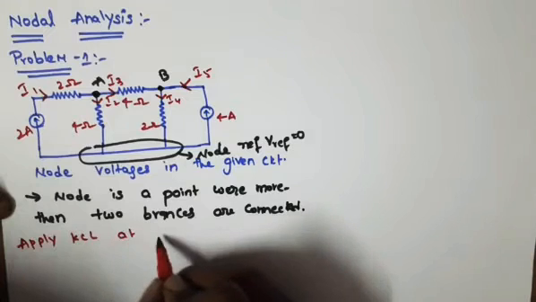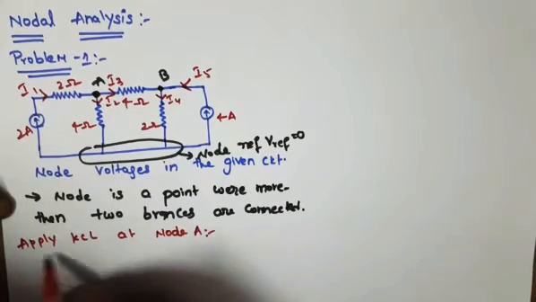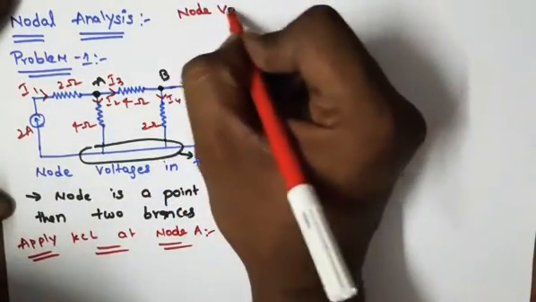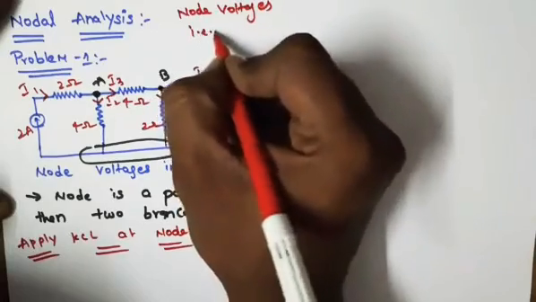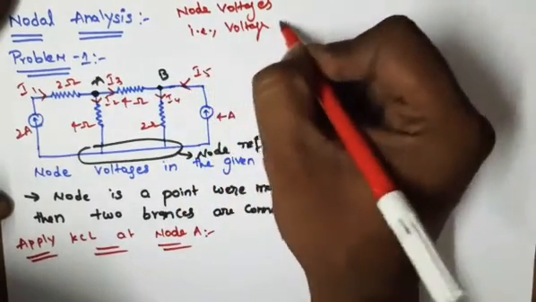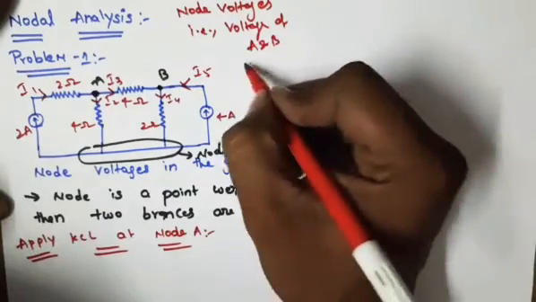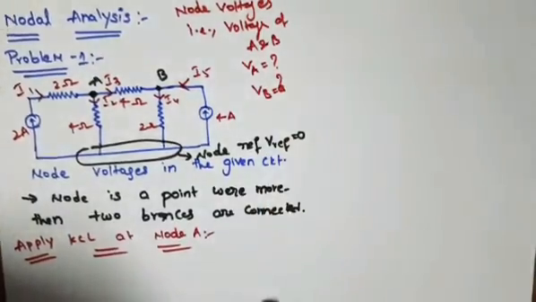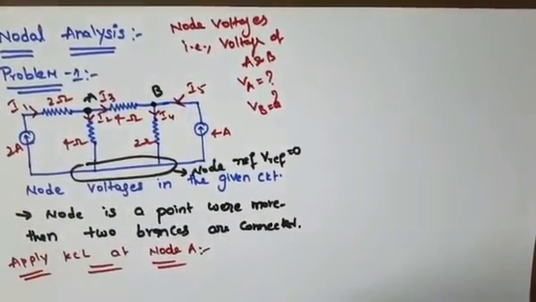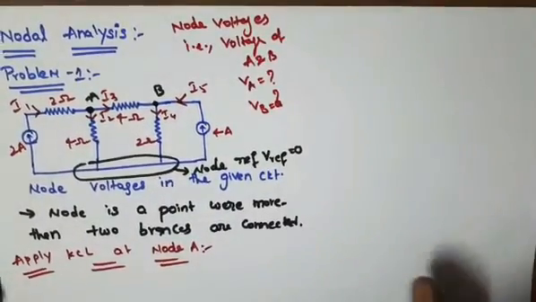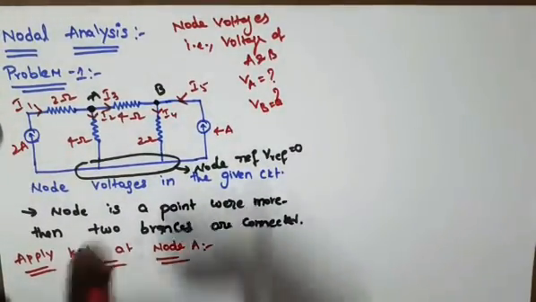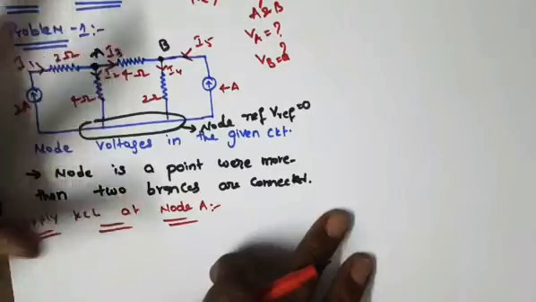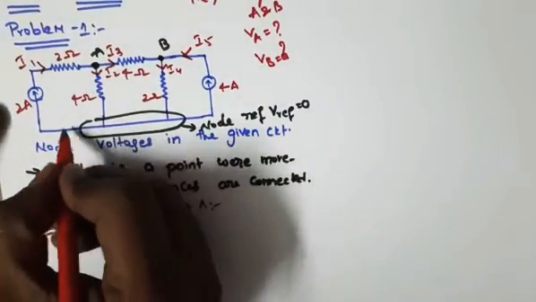Now we are going to apply KCL at node A. In this problem we are going to find the node voltages, that is, the voltages at A and B. So we are going to find VA equals question mark and VB equals question mark. The purpose of this problem is to find the node voltages in this circuit. Okay, now apply KCL at node A, that is here. We can take the direction from the reference node.